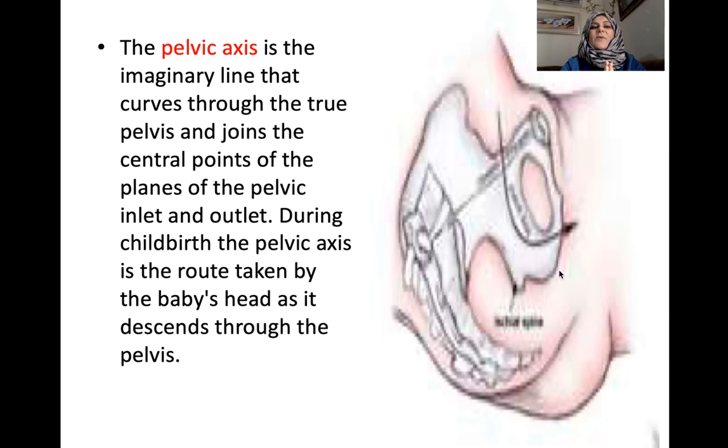There is something called the pelvic axis. It is an imaginary line and it is J-shaped, as you can see. It represents the pathway of the head of the baby when it passes through the pelvic cavity.